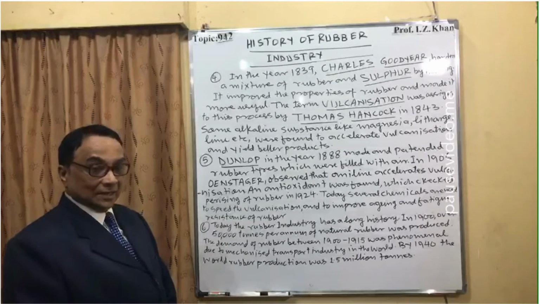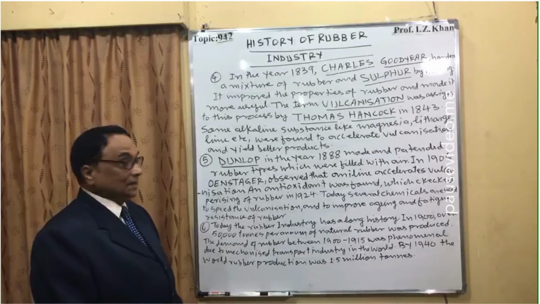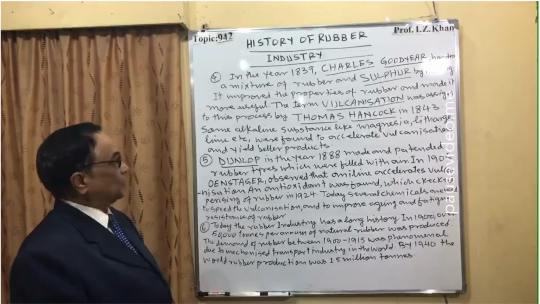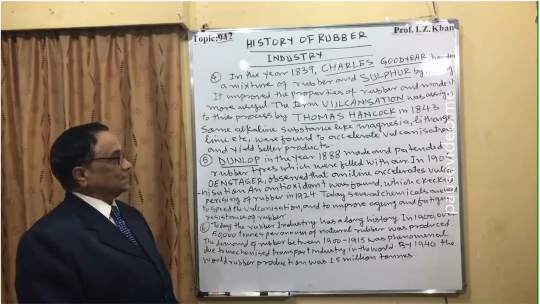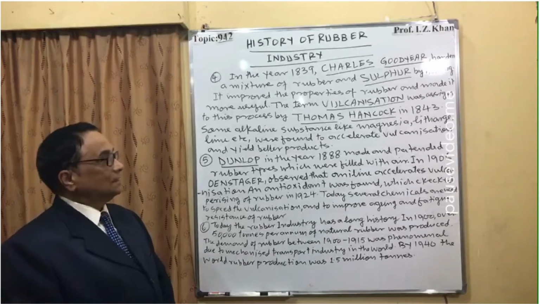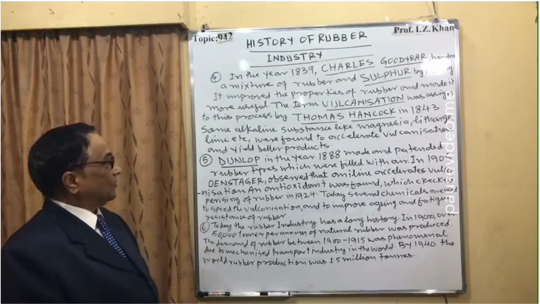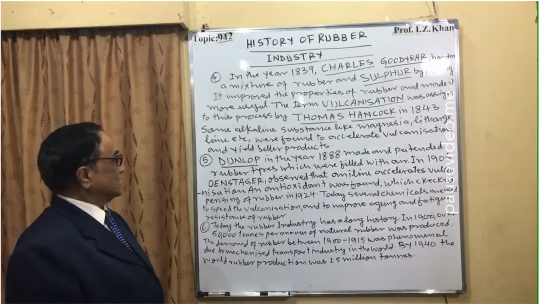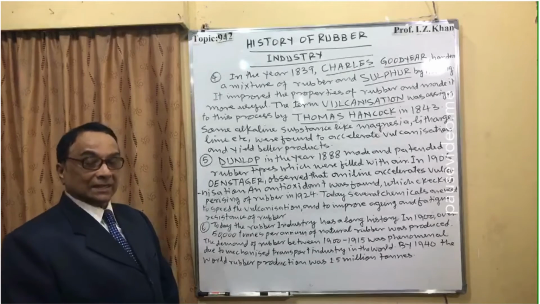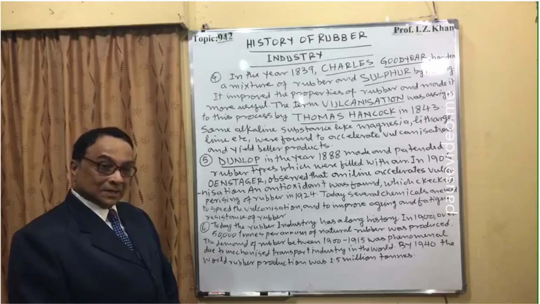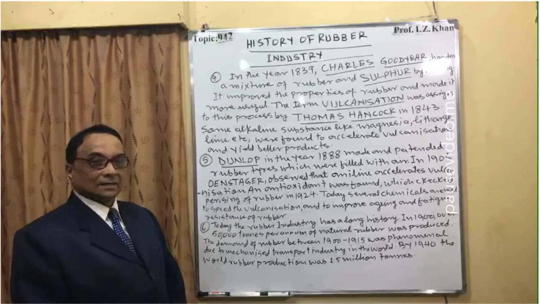He joined, and he also contributed and gave the name organization. He supported his research work. Some alkaline substances like magnesia, litharge, lime, etc., were found to accelerate vulcanization and yield better products. So to accelerate and to get more yield, some other substances are added, and these substances are magnesia, litharge, and lime.